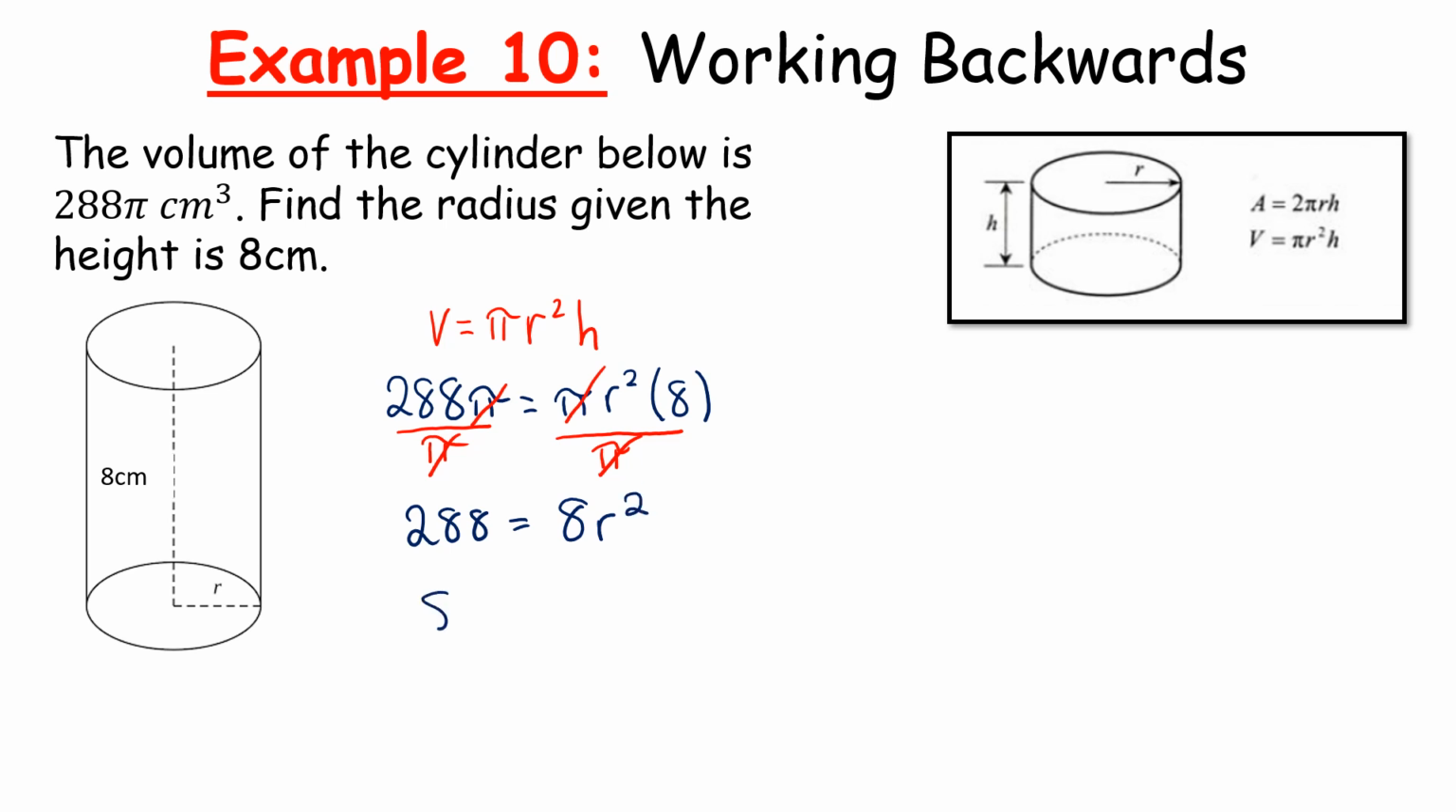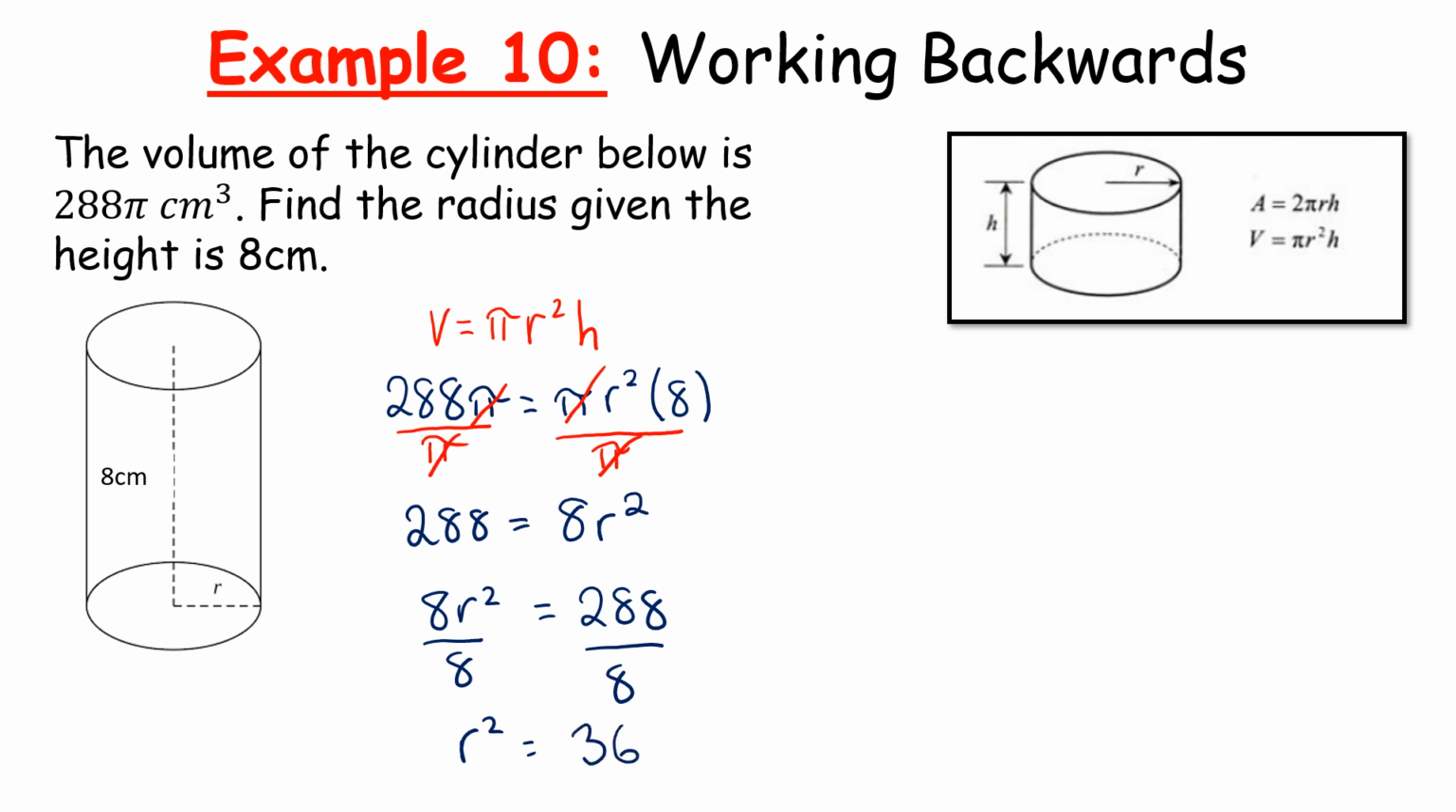I like my letter on the left, so I'm going to flip this, so 8r squared is equal to 288. It's important to remember when we're dealing with something like this, you always divide by the coefficient first and then you square it. So we end up with r squared is equal to 36.